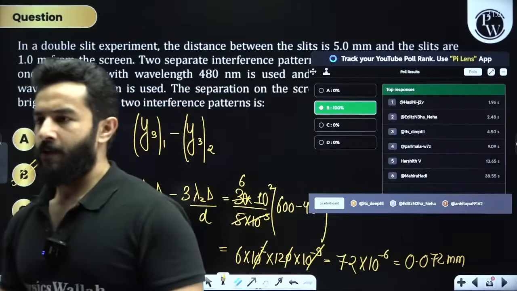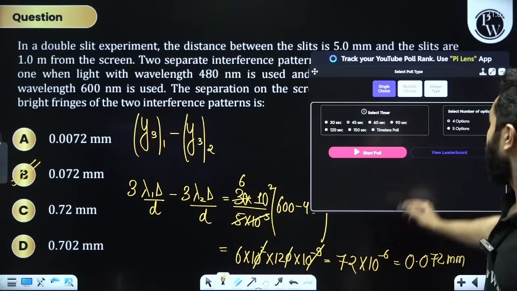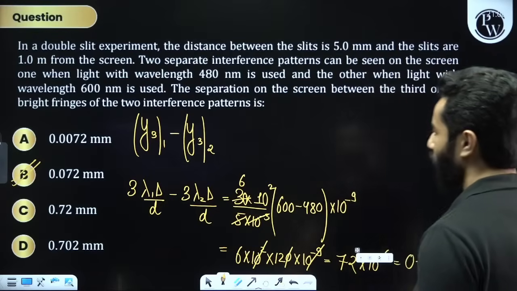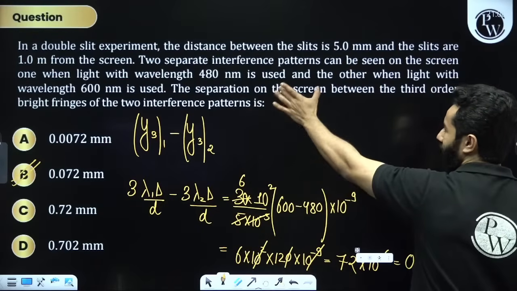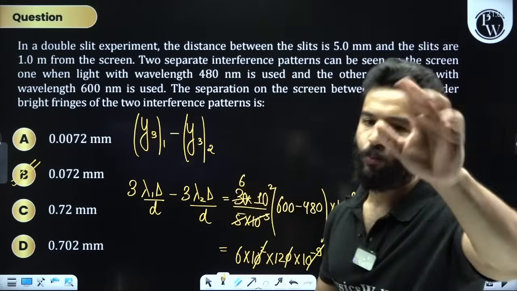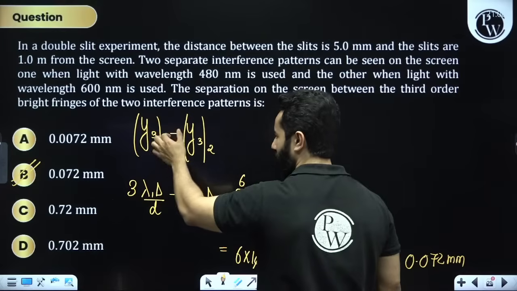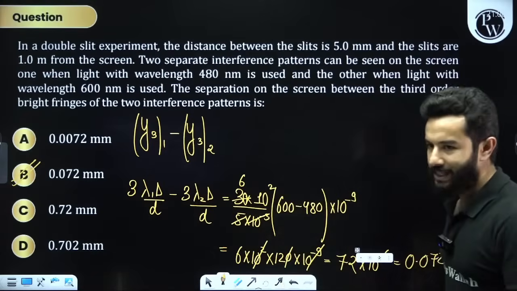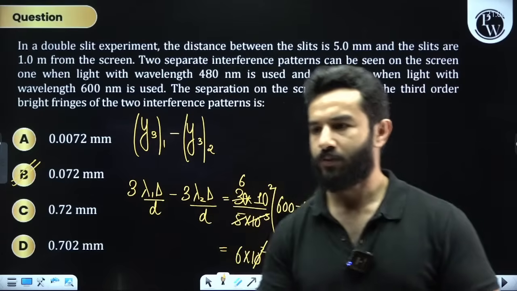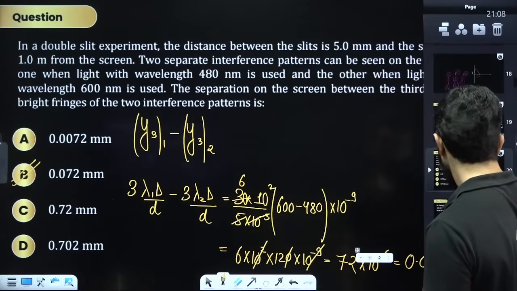Clear. Nice. Done. Everything's clear, dosto. Any doubt? Can we move on to the next one? They wanted us to find out the separation on the screen between the third order of bright fringes for both of the wavelength, right? So simply write down Y3 from first minus Y3 from second. And Y3 is simply formula is 3 times lambda capital D by small d. Alright. Chalo. Let's move on to the next one now.